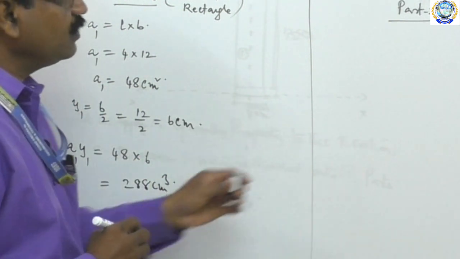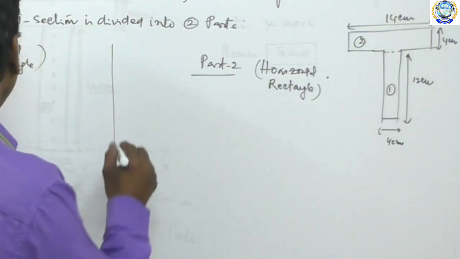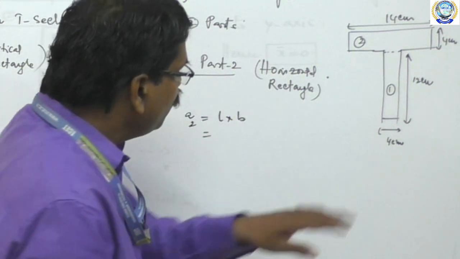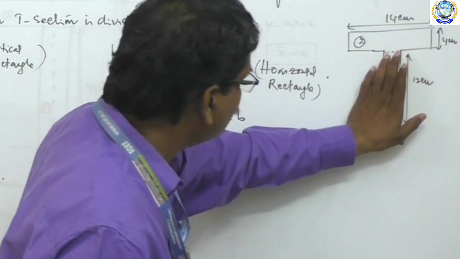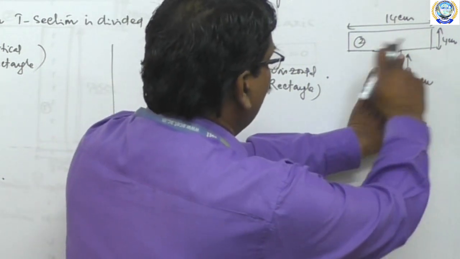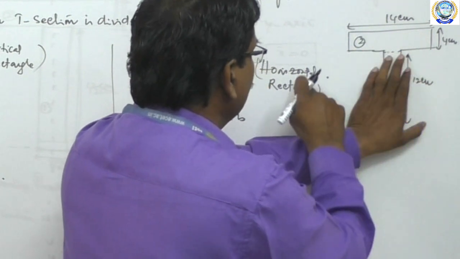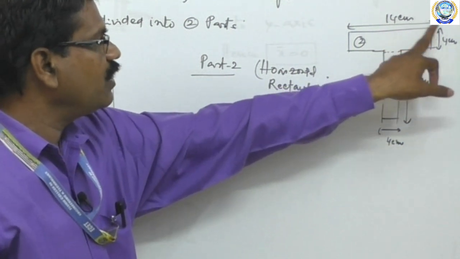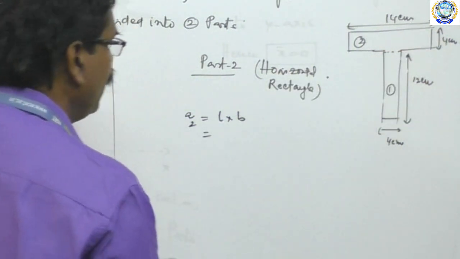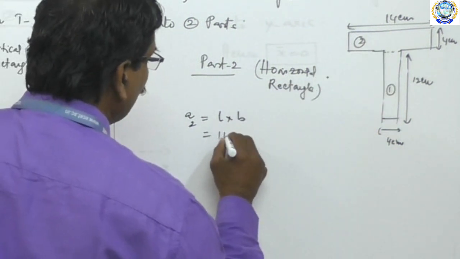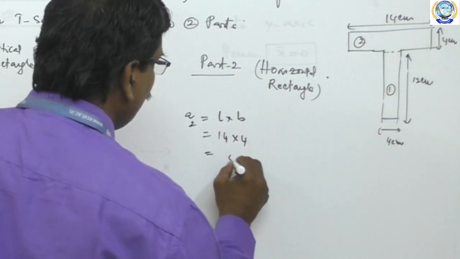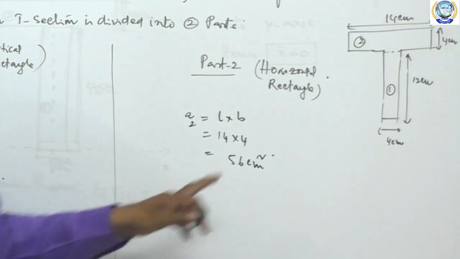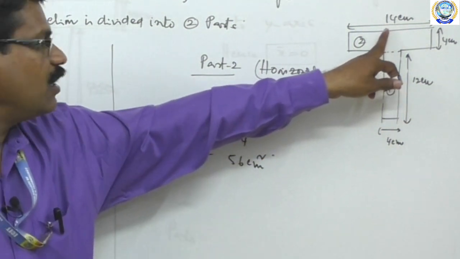Similarly, go for the second part. This is called second part. The second part again, the formula for area A2 is equal to L into B. In this, if you are going to find area of the second part, just close the first part like this. So you are seeing only the second part. The second part is exclusively called horizontal rectangle. Therefore, in this horizontal rectangle, my length is 14 centimeters and my breadth is 4 centimeters. Therefore, I'll bring the value of L here, 14 into 4, that is equal to 56 centimeters square. Similarly, we need to find the y coordinate in this second portion of the horizontal rectangle.